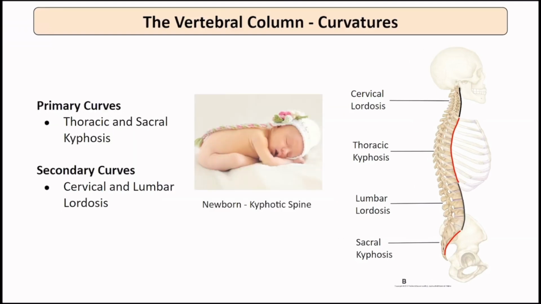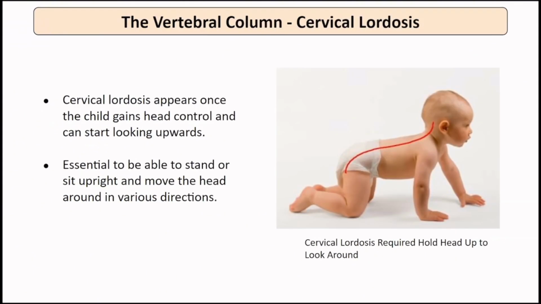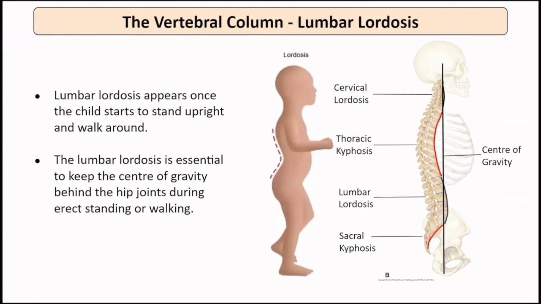The thoracic and sacral kyphosis are considered primary curves because the entire spine is kyphotic at birth, whereas the cervical and lumbar lordosis are considered secondary or acquired curves because they are not present at birth. The cervical lordosis only appears once the child gains head control and can start looking upwards. The cervical lordosis is essential to be able to stand or sit upright and move the head around in various directions. The lumbar lordosis appears once the child starts to stand upright and walk around.